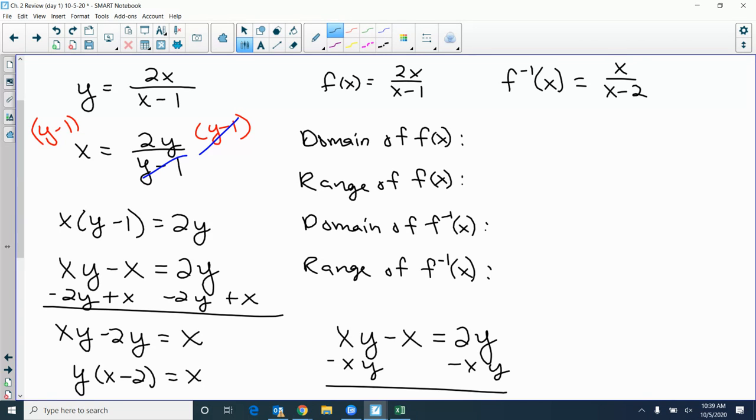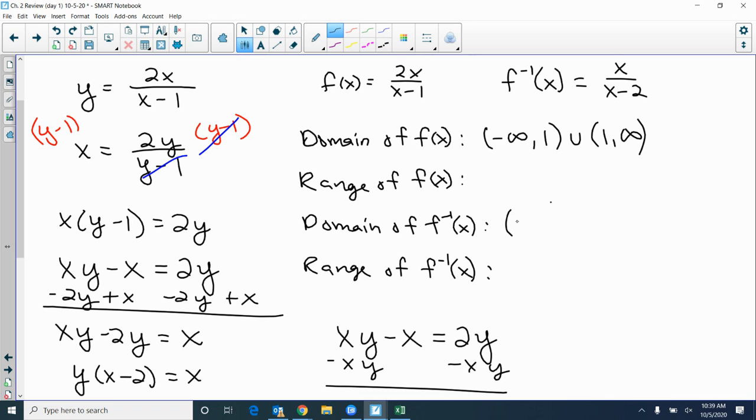Grace, what do you think? Of f of x, I got negative infinity to 1, union 1 to infinity. Good, because we're going to throw out the 1. 1 minus 1 would give me 0. And Jacob, we missed you. How about domain of the inverse?